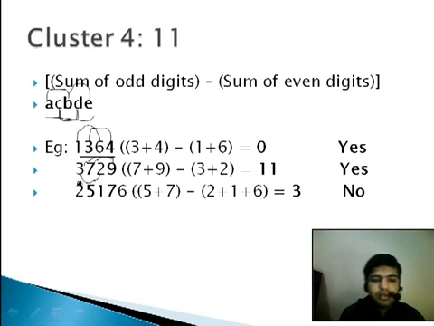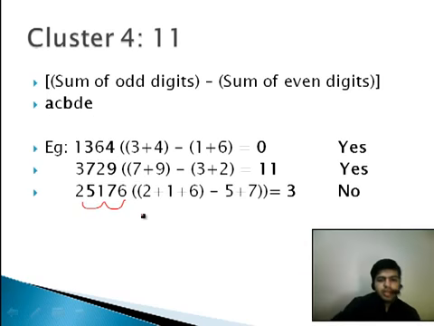Now please pause this video and try to internalize these rules with some other example by taking one on your own. Welcome back. Consider this example. Now try to solve this number on your own: 25,176.